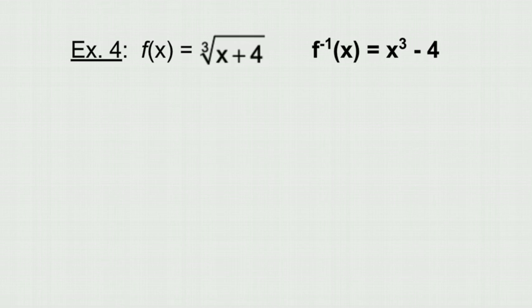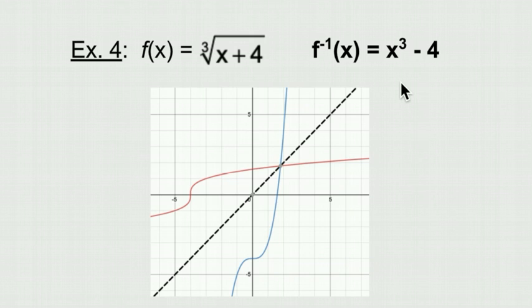So for example 4, we know that f inverse of x is x cubed minus 4. And I always like to double check my work by taking a look at the graph of f of x, which is this red one, and the graph of f inverse of x, which is the blue one, and I can see that they are reflections of one another across the line y equals x. So graphically, it looks like it checks out. I also double check my work sometimes by plugging in numbers for x and f of x, and you'll see what I mean by that.